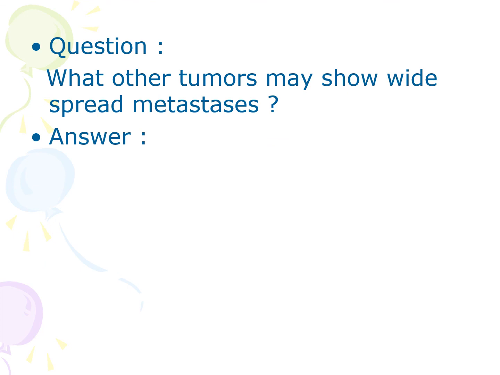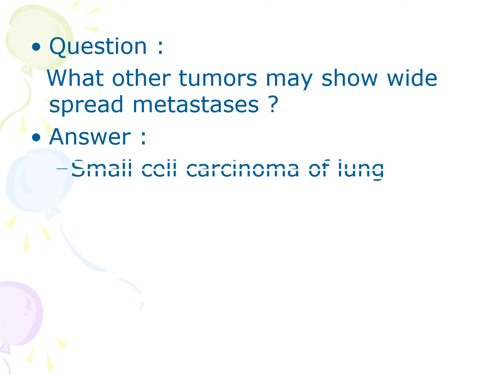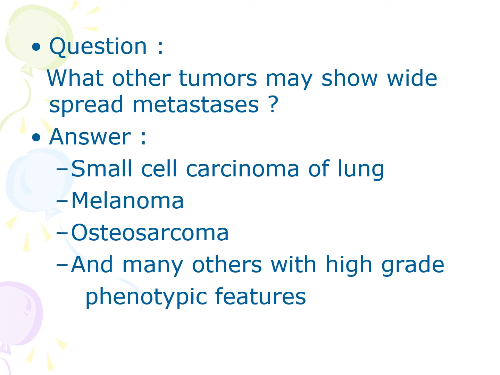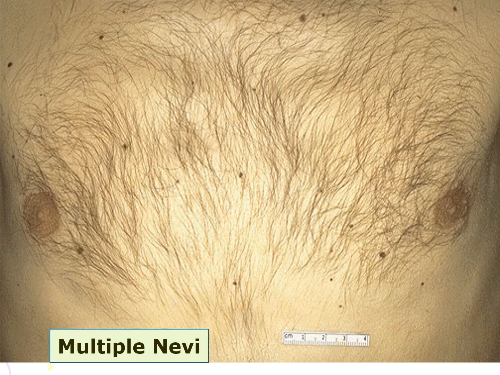Many tumors may show widespread metastases. These include small cell carcinoma of the lung, melanoma, and osteosarcoma. These are benign nevi. They are small, usually less than 1 cm in diameter, brown in color, and flat to slightly raised.